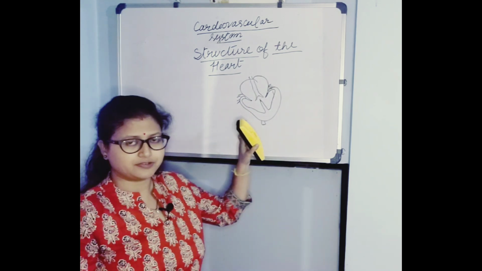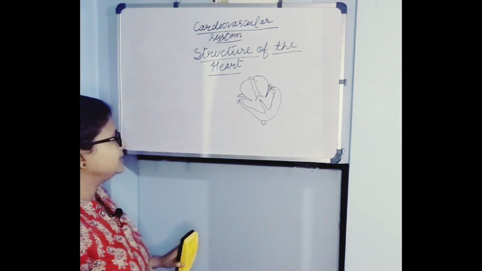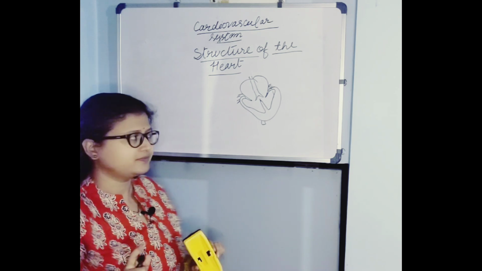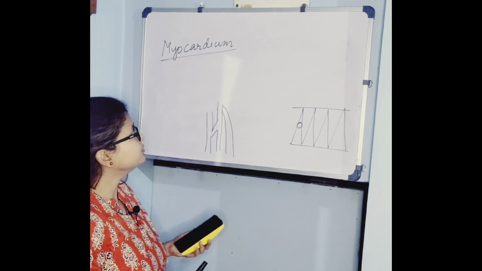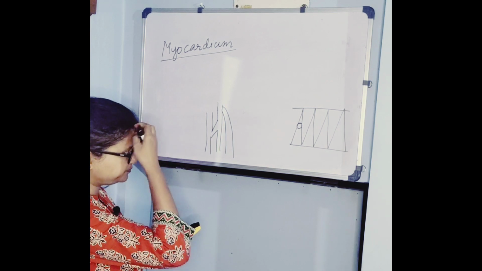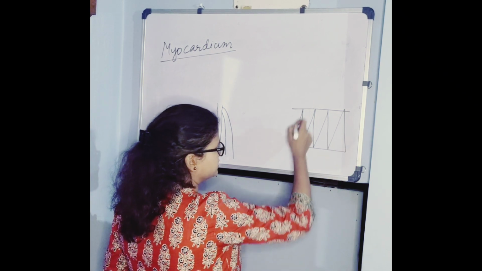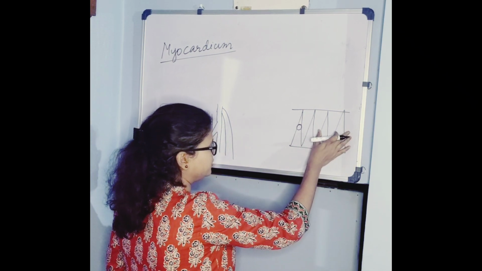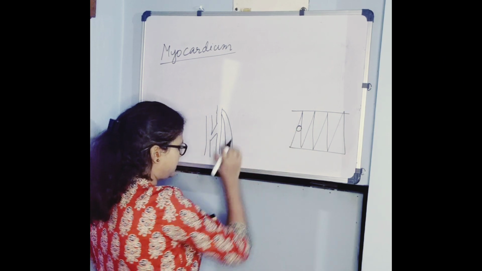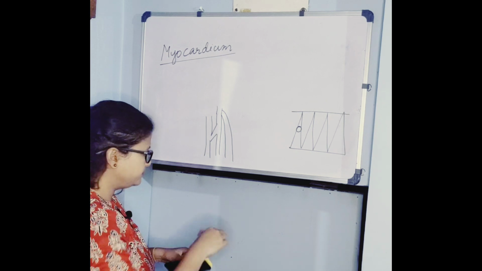So this is a roughly drawn structure about the heart, and this heart is about 10 centimeter long. Now we will be knowing about the myocardium, that is the middle layer of the heart. So this is the myocardium. You can see the structure, it is like a zigzag I have drawn. If I take one part under the microscope, then how it will be seen.